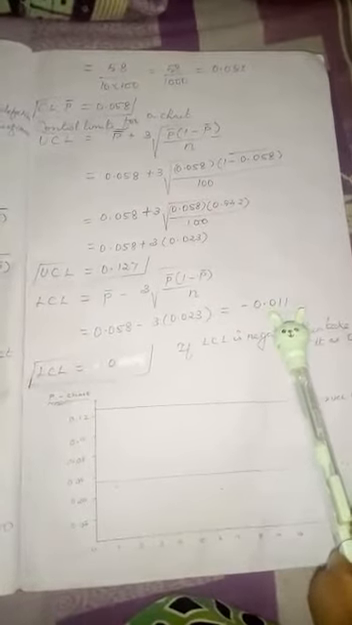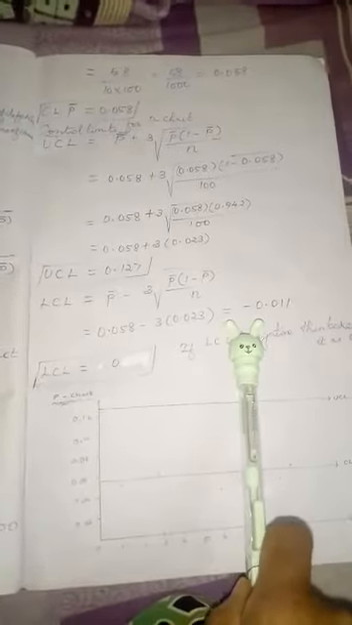If the LCL is positive, you can take that value. But if LCL is negative, then you should round off the value to 0. That is, you have to take the LCL value as 0 if it is negative.